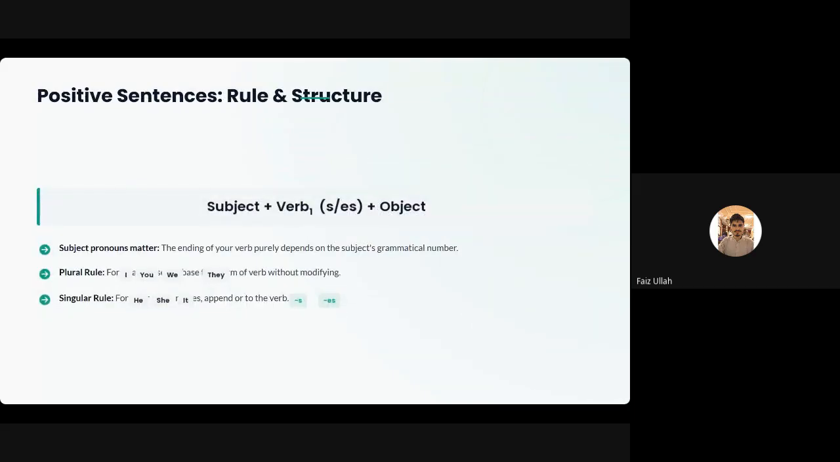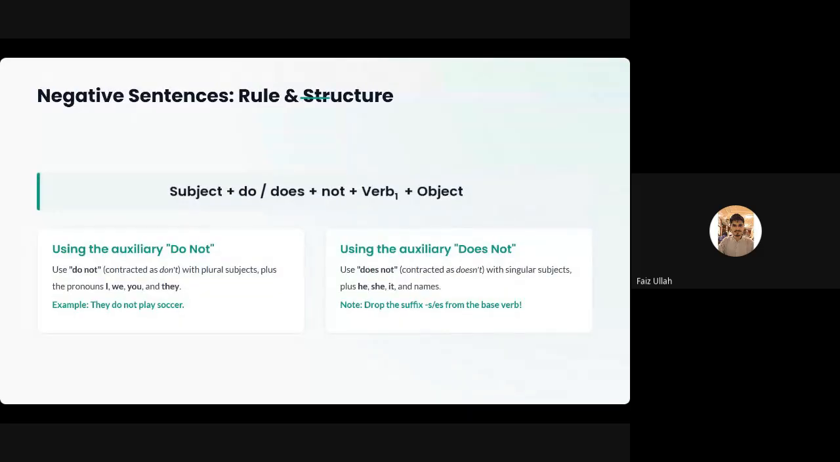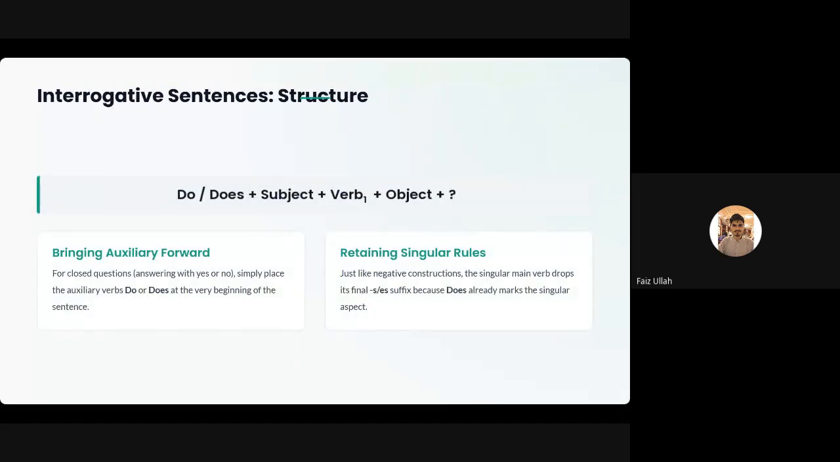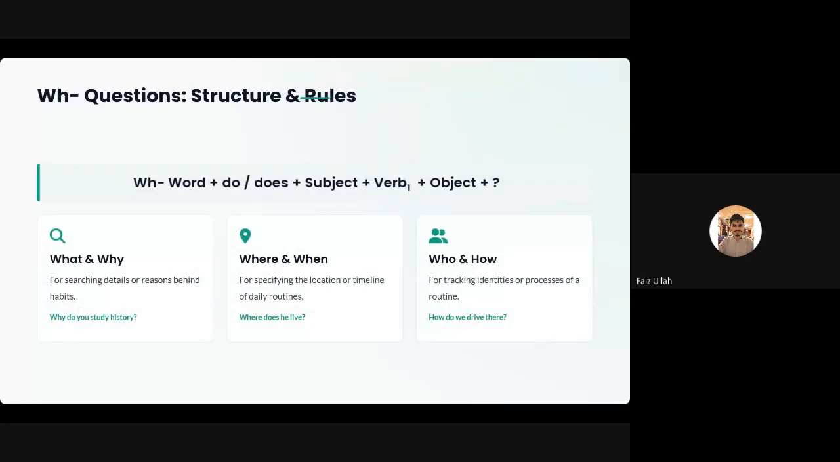What you are supposed to do is memorize the rule for positive sentences, for negative sentences, for interrogative sentences, and for WH questions. These are the 4 lines that you should memorize. The rest is about practice. Now that we know the rule, it is very easy for us to practice on this tense.